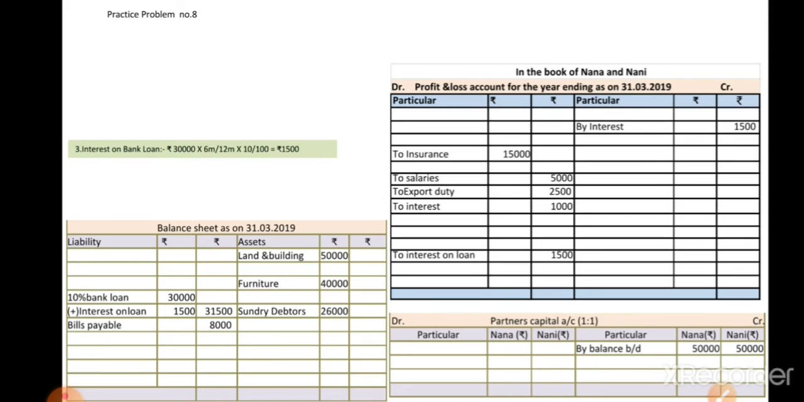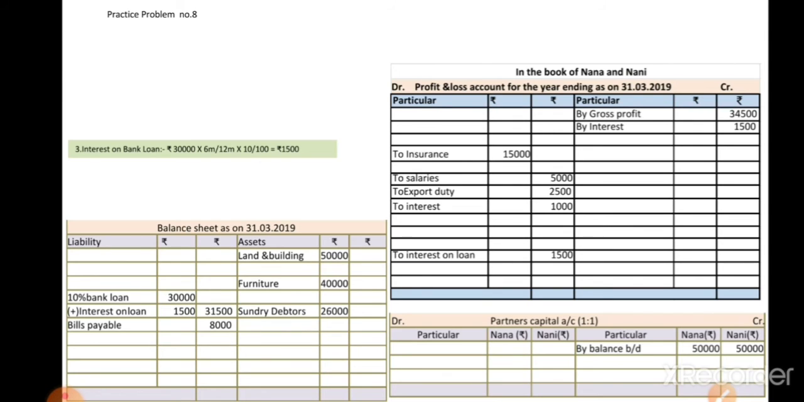Here, student, our trial balance posting is completed. Now we slowly show the effect of the adjustments. Here the first adjustment is gross profit amounting to rupees 34,500. We know the effect of gross profit: the first effect we show in the trading account credit side, and the second effect we show in the profit and loss account credit side.